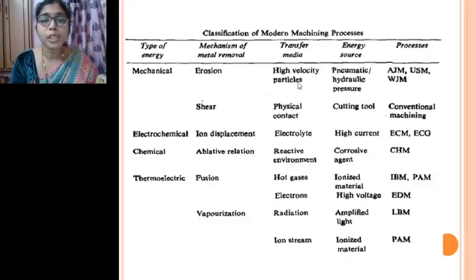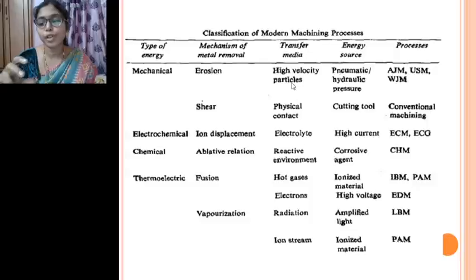So here, what are the particles which are removing the material? The mechanism which is happening is erosion, that is, washing off the surface layer. Now what is it that is removing it? It is the high velocity particles. The example which we have taken is a water jet, right?